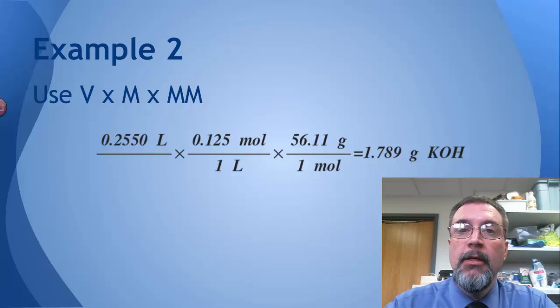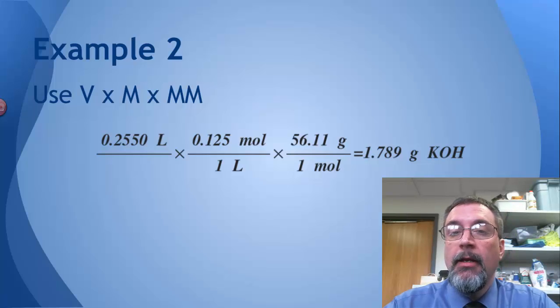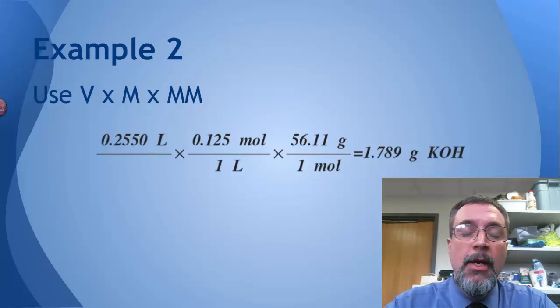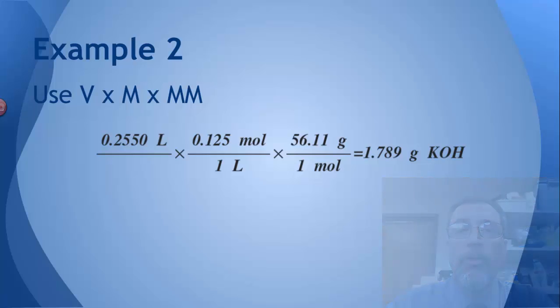That's the one I'm going to use for sig figs. So 1.789 grams of KOH is needed. I measure out 1.789 grams and dissolve it into my 255 milliliters of water, and I now have a solution that is 0.125 molar.